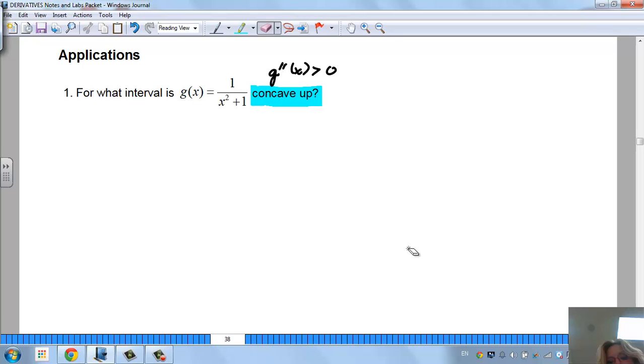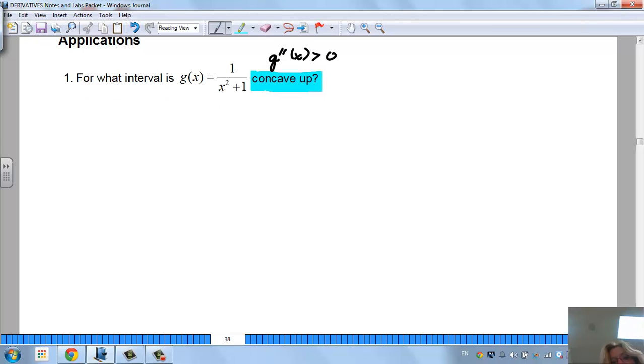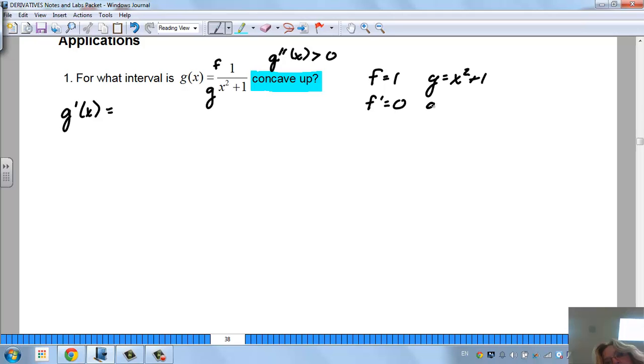So we're going to go through all the same work you would if you wanted to know about increasing and decreasing, but all I want to know is when is this concave up. So first thing is I've got to do derivatives, and I'm going to do g prime of x, and I'm going to set up over here all the work. So here's my f and here's my g. So f is going to equal 1, g is going to equal x squared plus 1. And then f prime, of course, because that's a constant, is going to be 0, and g prime is going to be 2x. All right.